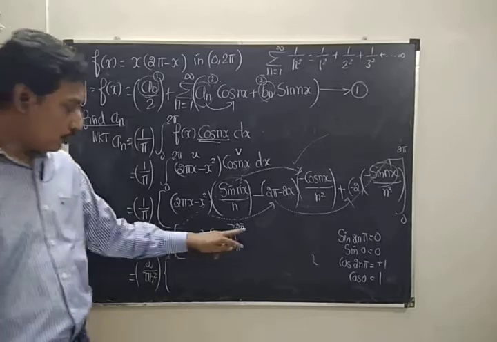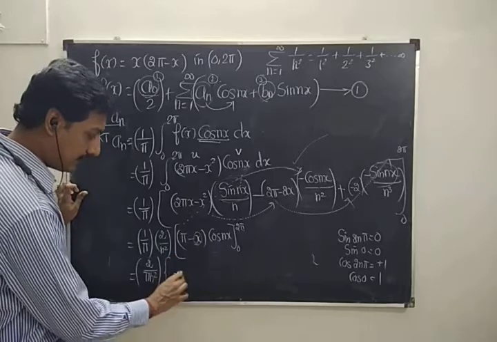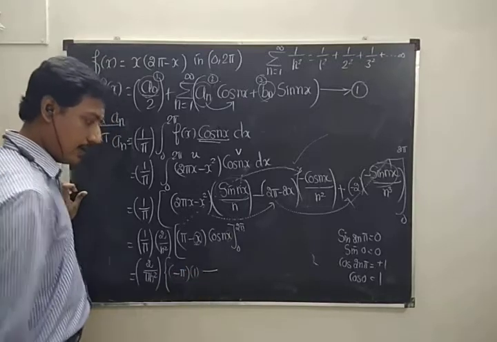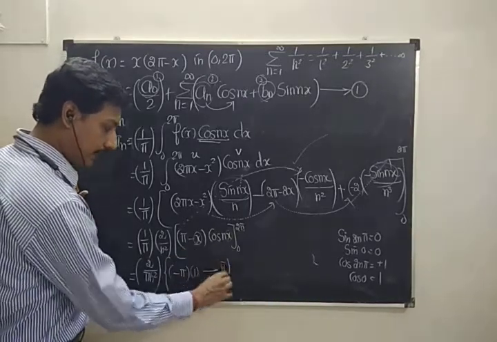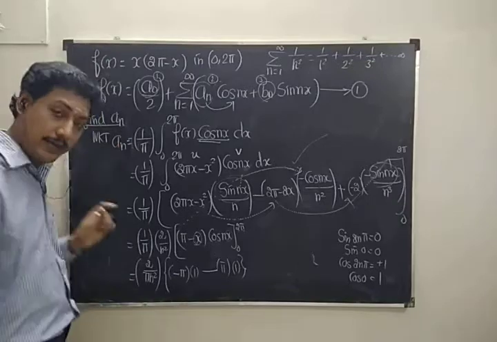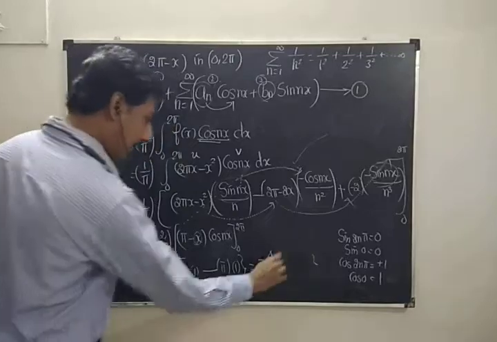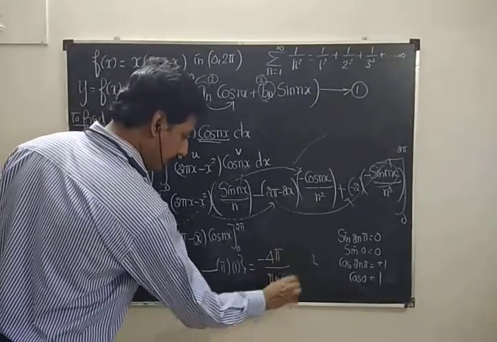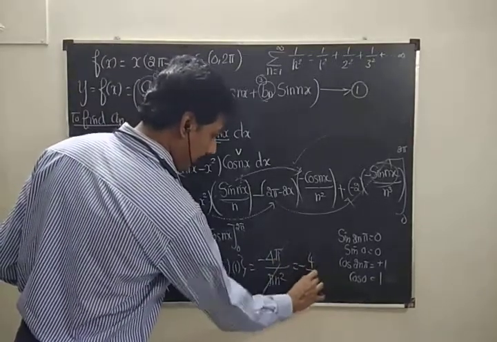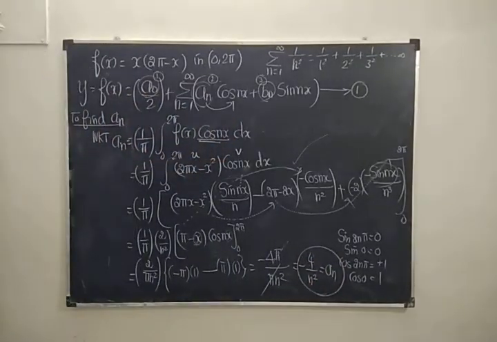Now substitute x equal to 2 pi here. What is pi minus 2 pi? Minus pi. What about the cos 2n pi value? Plus 1. Minus, by putting x equal to 0, pi minus 0 is pi. Cos 0 is 1. So minus pi minus pi is minus 2 pi. Minus 2 pi into 2 is minus 4 pi by pi n squared. After cancelling the pi, I am getting minus 4 by n squared is my AN.